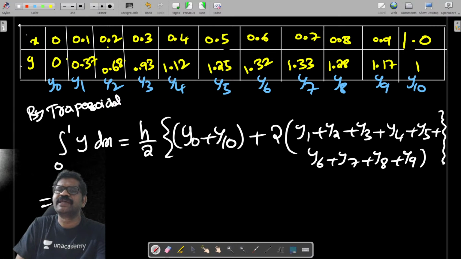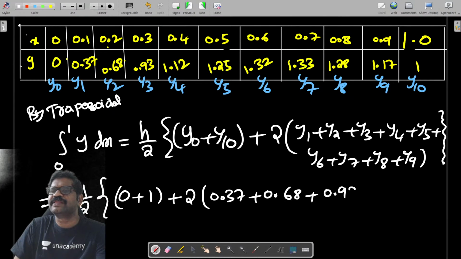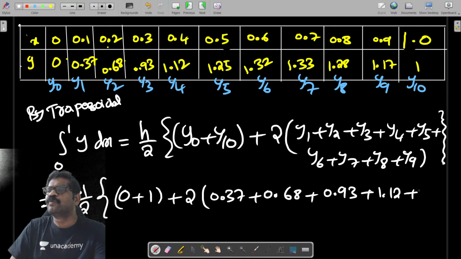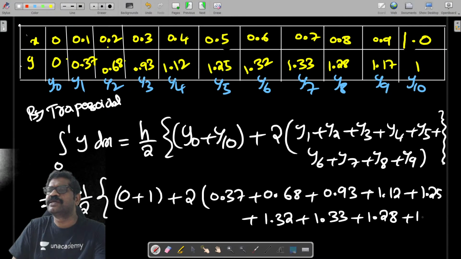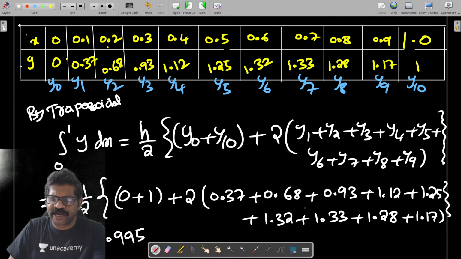Now simplifying this, h value 0.1 by 2 of y0 0, y10 1 plus 2 times of 0.37, 0.68, 0.93, 1.12, 1.25, 1.32, 1.33, 1.28, 1.17. By simplifying this, we get 0.995. So the value of integral is 0.995.